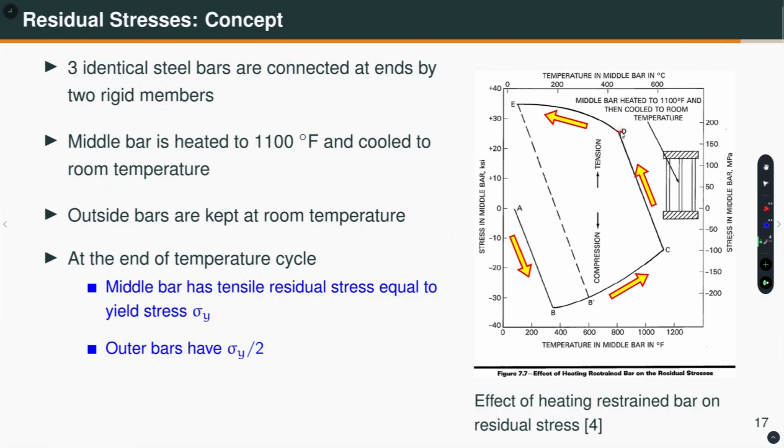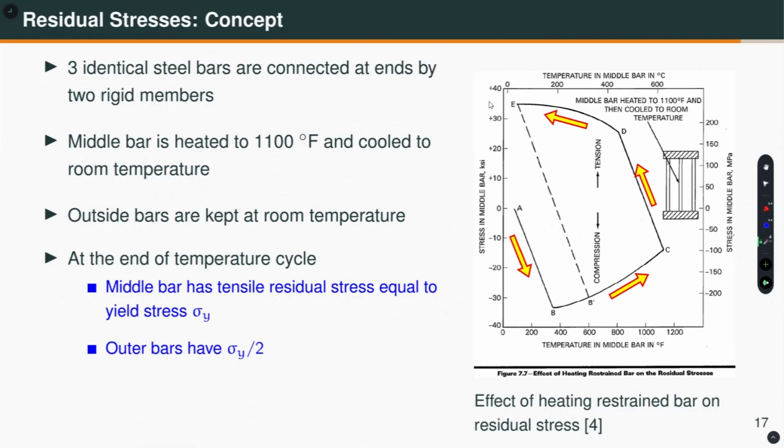Now, what happens? From point D also I am reducing the temperature. So, this is at a higher temperature, right? If I reduce the temperature, the yield strength will keep on increasing. So, the middle bar will continue to yield with increased yield strength, and when it comes to the room temperature, in this case, this is equal to the yield strength of the material at the room temperature.